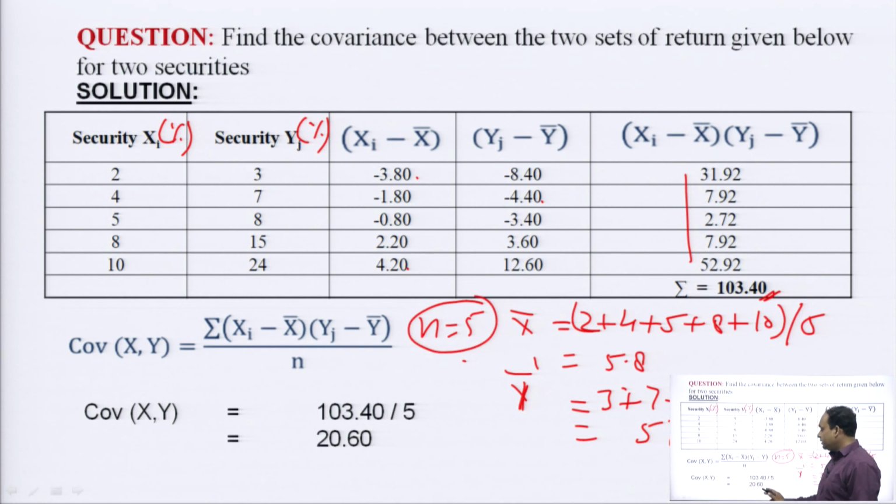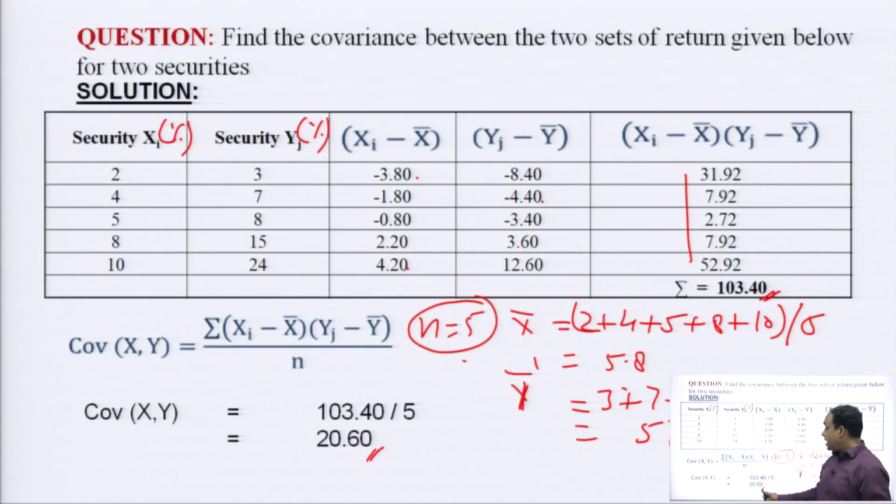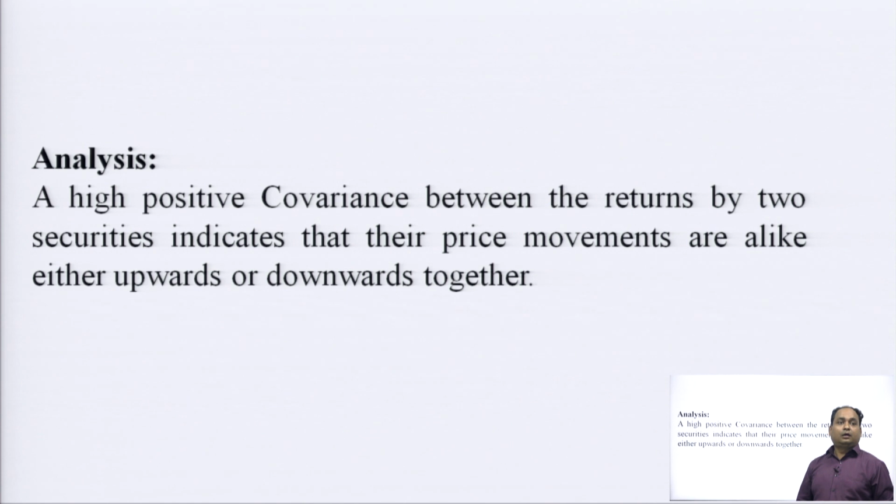Once we calculate the covariance, we get 20.6. So, what is the analysis? A high positive covariance of 20.6 between the returns of two securities indicates that their price movements are alike, either upward or downward together.